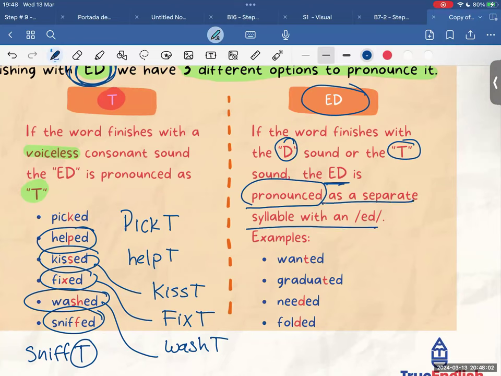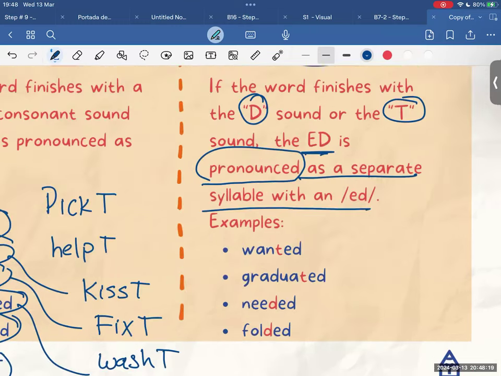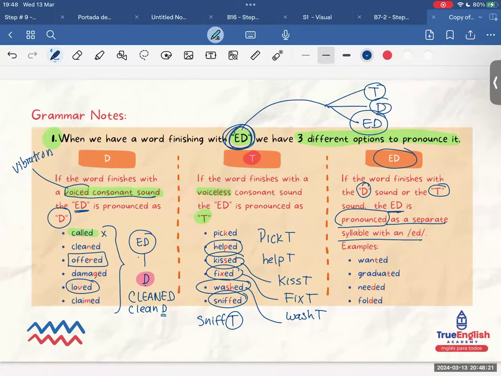syllable. Syllable. With an ED or et, exactly. ED. Very good.